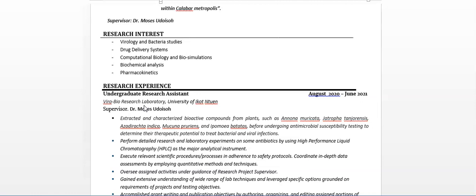That span of time, those pieces of work you do, constitute a research experience. So if you're a BSc graduate out there, you have a research experience. Put that span of time you used in writing your CV as your research experience. It should be listed as undergraduate research assistant. In whose lab did you do it?